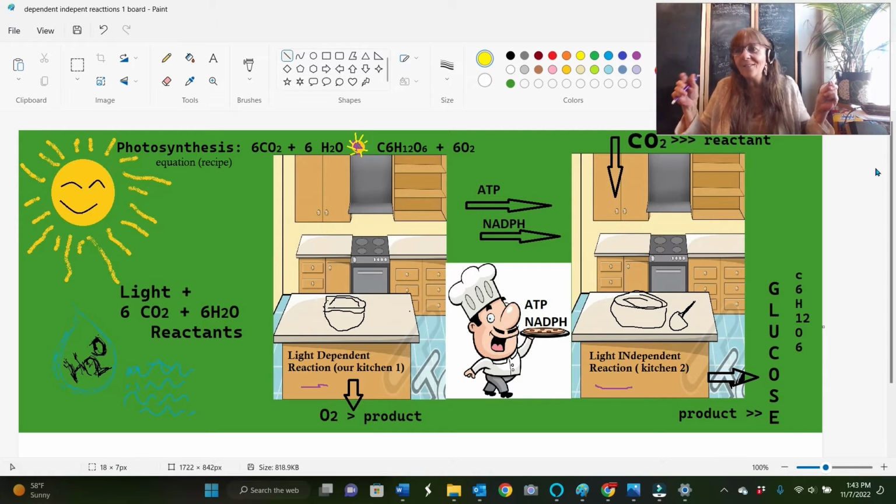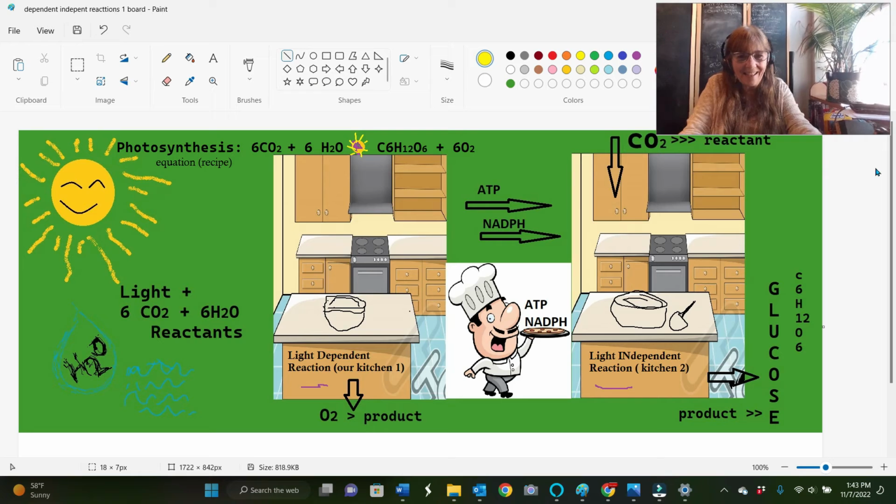Now we can go into the kitchen. Don't you think we should have some of that music in the kitchen while we're cooking, right?